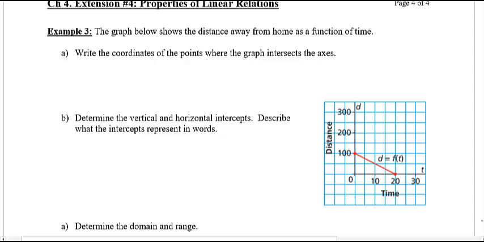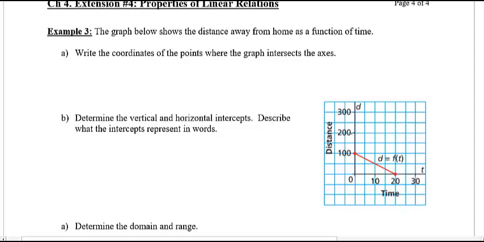Okay, final page. A few more things. Okay, this time, once again, we're talking about properties of linear relations. I'm giving you situations, and hopefully you can analyze them and solve. So the graph below shows the distance away from home as a function of time. Time could be 30 minutes, 30 hours, I don't know, but it's just 30. 10, 20, 30. Distance, 100 kilometers, 100 meters, don't know.